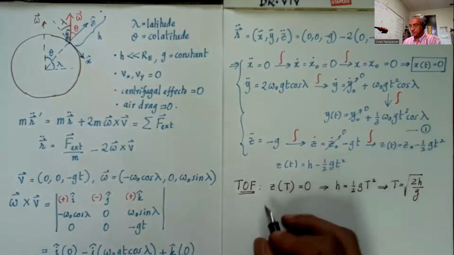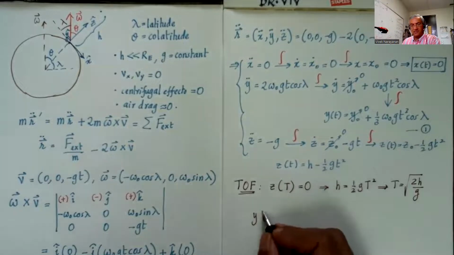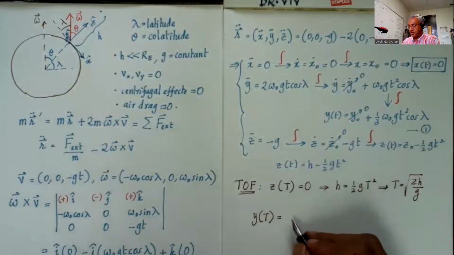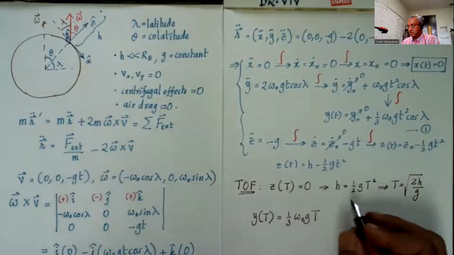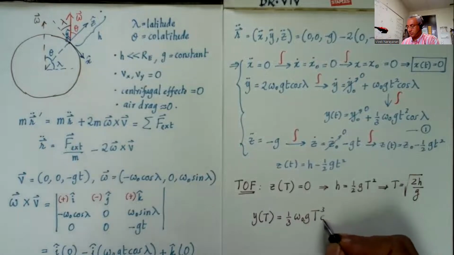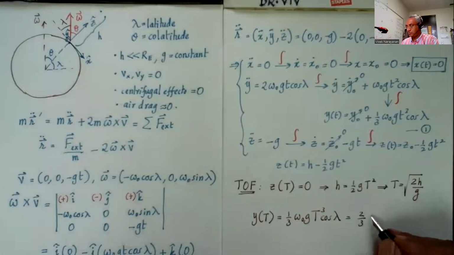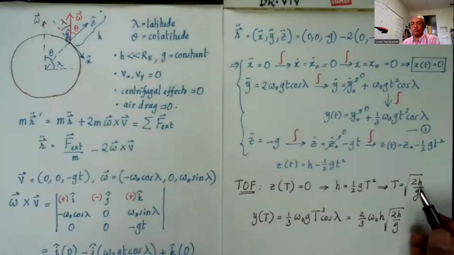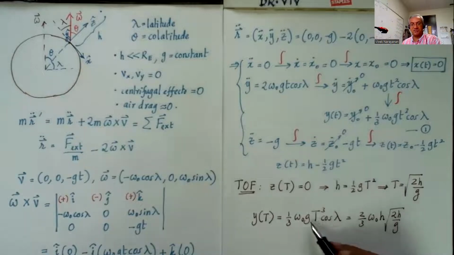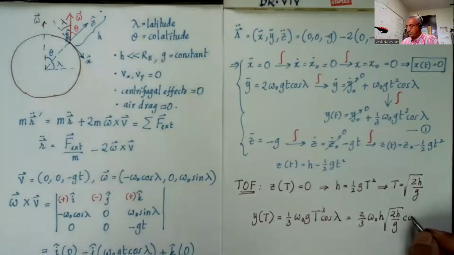So the deflection, y as a function of t, is going to be 1/3 omega naught g t cubed cosine lambda, and now we'll substitute for t cubed. So that's going to be 2/3 omega naught h square root of 2h over g. What I've done here is written t cubed as t squared times t. t I've written just like that, and t squared is 2h over g, which cancels the g there, and the 2 goes there, and the h is there, times cosine lambda.